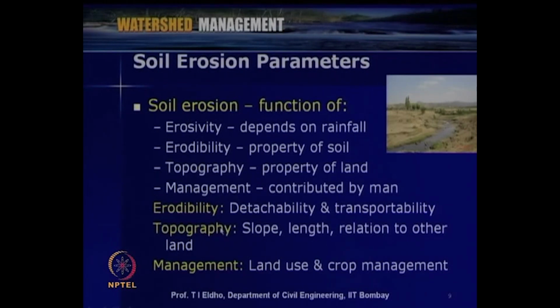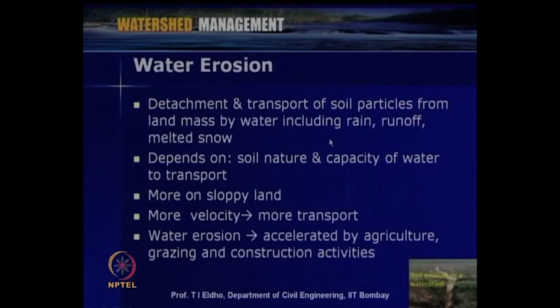So, as I mentioned, as far as management is concerned, mainly we have to see the land use, crop management, then grazing by the cattle, etc. So, these are some of the important soil erosion parameters. We have already seen two important agents as far as soil erosion is concerned. One is water, another one is wind. So, now we will discuss in detail the erosion due to water and erosion by wind. First let us see the water erosion.